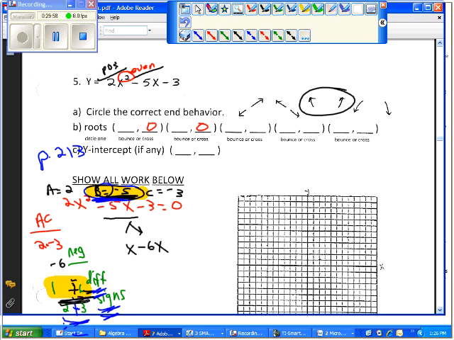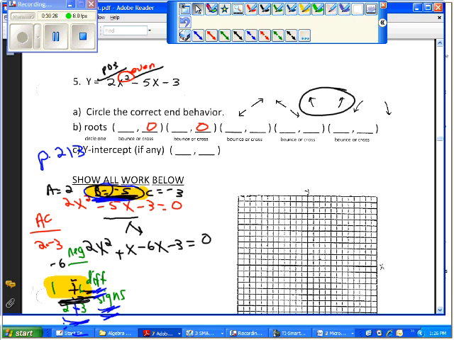From that, x minus 6x. So we have 2x squared plus x minus 6x minus 3 equals 0. All we did was change the 5x into x minus 6x. We still have the rest of that original equation.